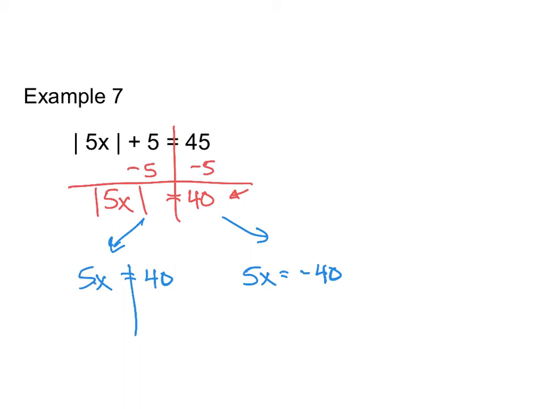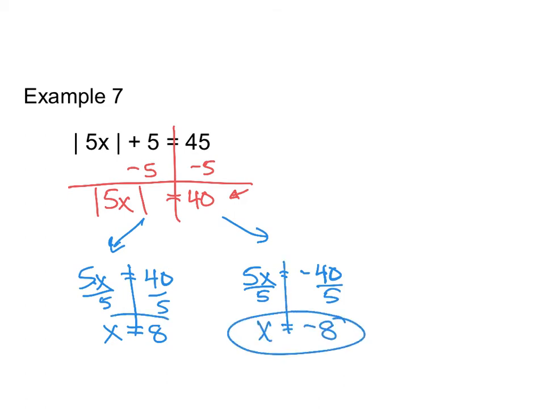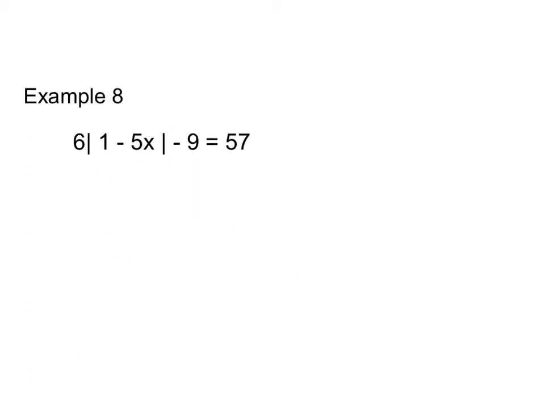5 is multiplying by x, so we are going to divide. 40 divided by 5 is 8. Same thing over here. We're going to divide by 5 on both sides of the equation. X is going to equal negative 8. So these are two answers that work for the absolute value. So I can take this answer and I can put it into the absolute value and it makes both sides true.